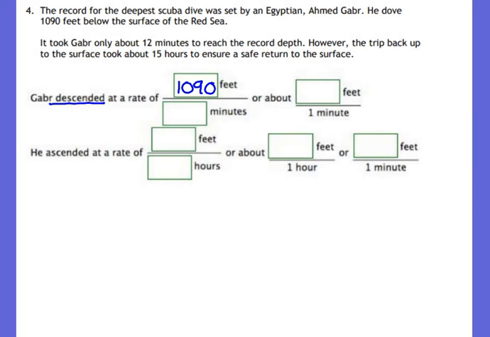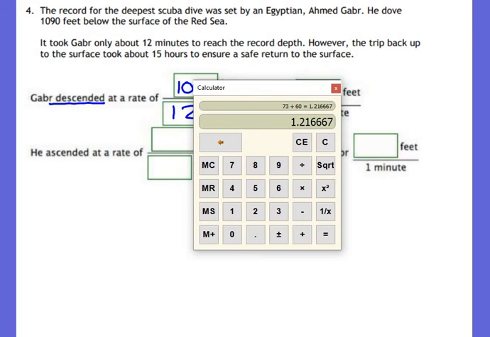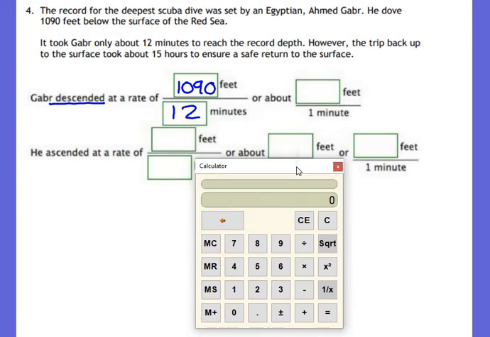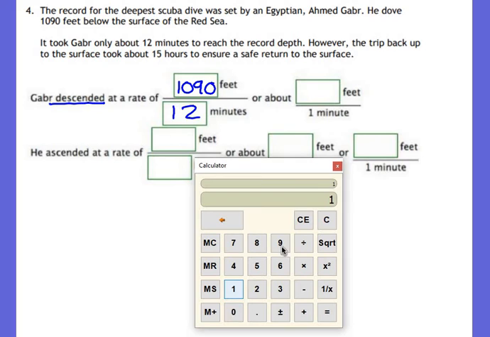How many minutes did it take him? 12 minutes. I want to look at that as a unit rate in 1 minute. So how do I change 12 to a 1? 1090 divided by 12. Okay, divide it by 12. Let's round to the nearest whole number. So about how many feet per minute?